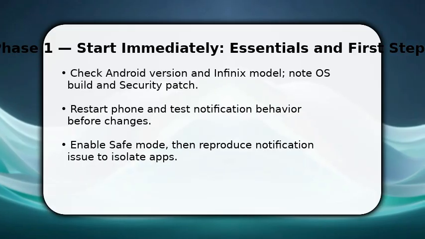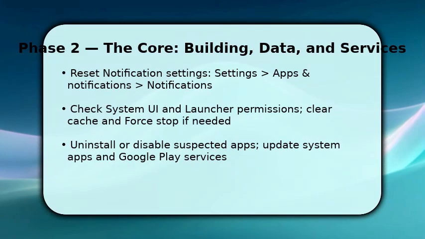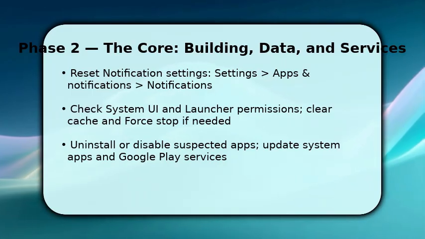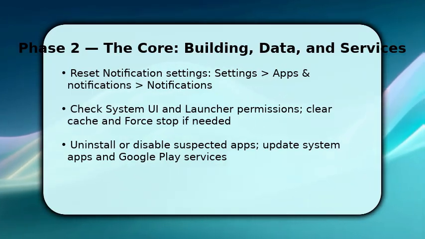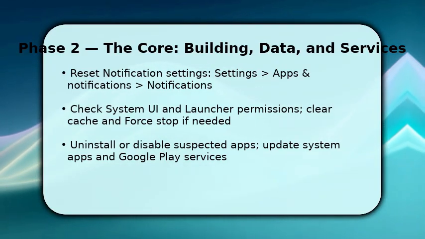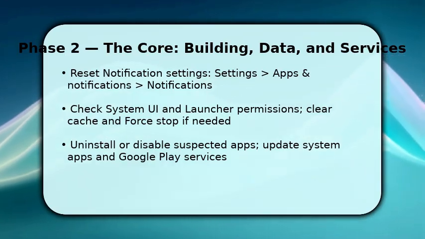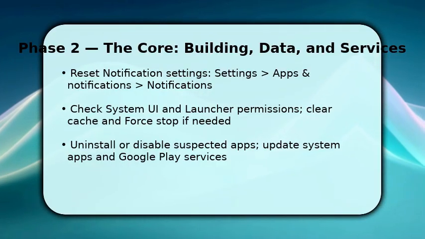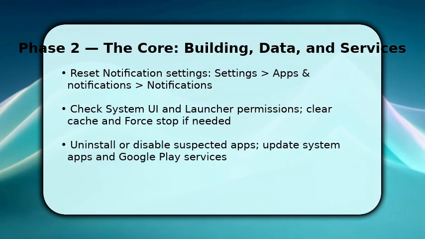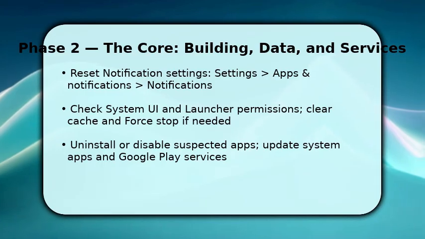You now dive into notification settings and reset any custom rules that may be suppressing the shade. This fixes cases where channels or do not disturb rules are misapplied. Then, check system UI and your launcher for notification permission and battery optimization exclusions. Clearing their cache and forcing a stop can restore normal behavior.